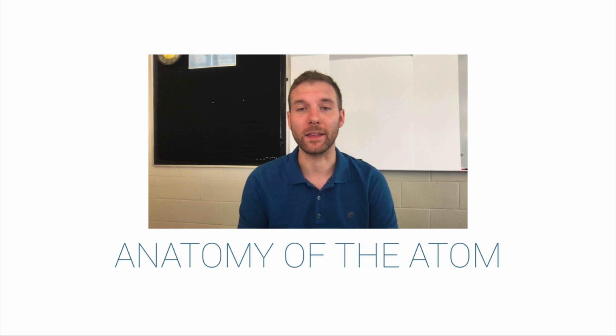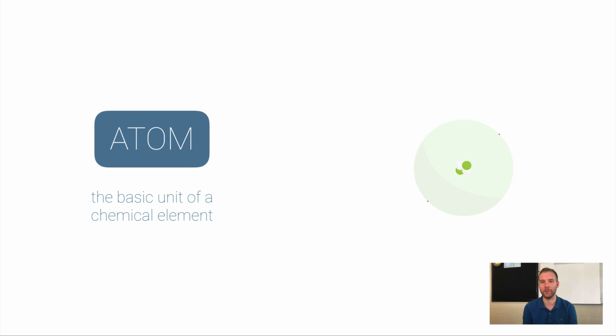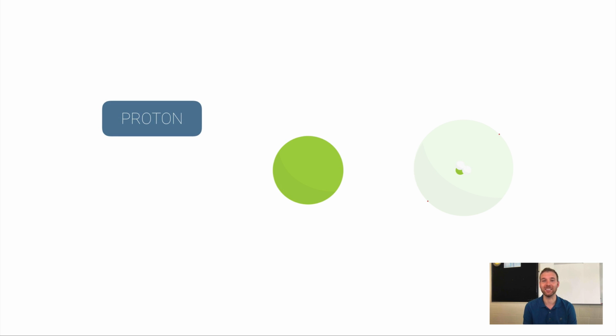Hi, in this video, we're looking at the anatomy of the atom. What's an atom and what is it made up of? Well, an atom is the basic unit of a chemical element. It's made up of protons, neutrons, and electrons. Those three parts. Protons live in the nucleus.